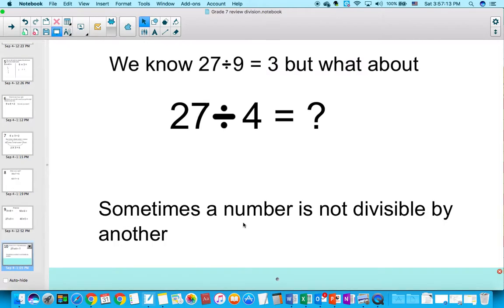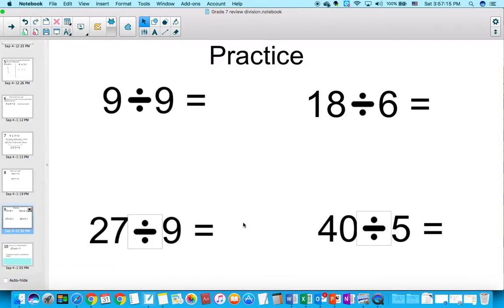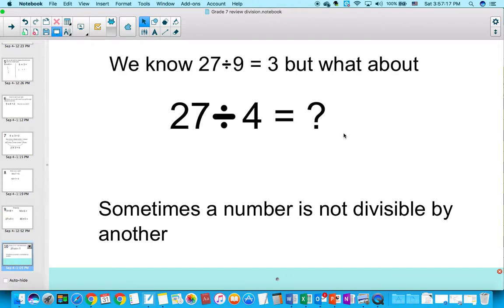So we know 27 divided by 9 is 3. That's the answer for that one. But what about 27 divided by 4? Well, sometimes a number is not easily divisible by another, and that's usually when you end up with a remainder. You've dealt with remainders before, so I'm not going to go over that too much, because we're not going to go into the remainders this year. So 27 divided by 4, does that work?